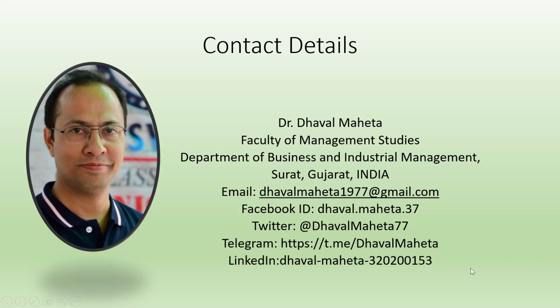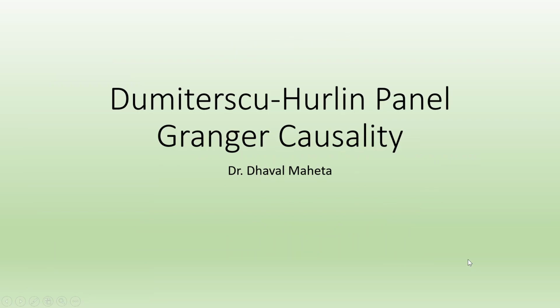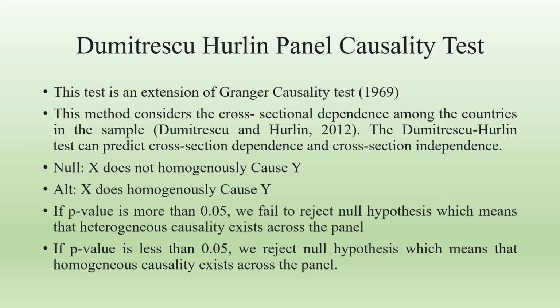This is Dr. Dhaval Maheta, and today we will understand how to run the Dumitrescu-Hurlin panel Granger Causality test. This test is an extension of the Granger Causality test. This method considers the cross-sectional dependence among the countries in the sample. The Dumitrescu-Hurlin test can predict cross-section dependence and cross-section independence.